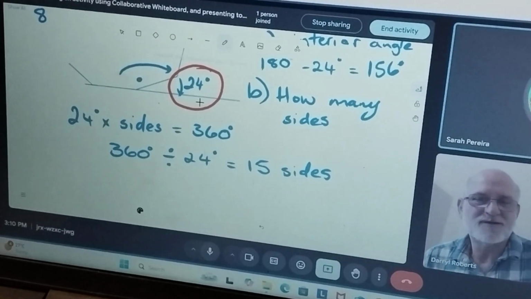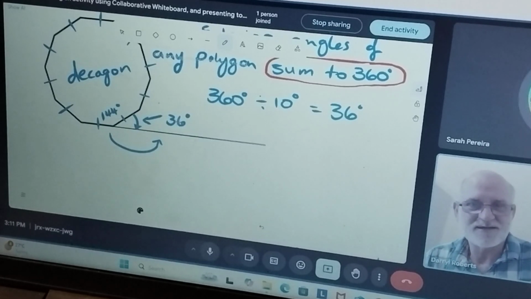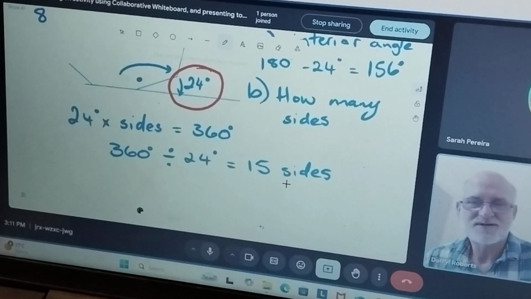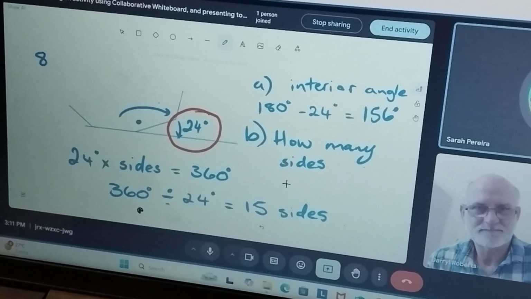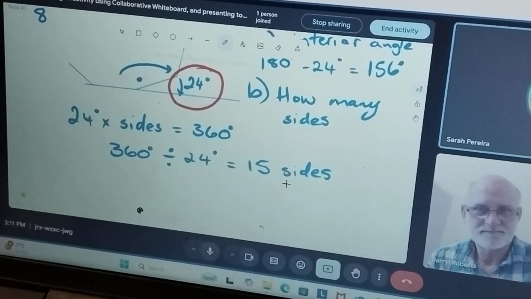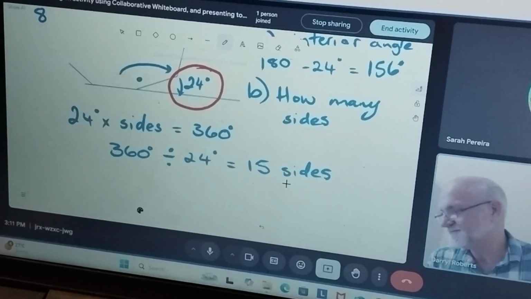It had to be more than a nonagon, because a nonagon's exterior angle is 40. And the more sides you add, the smaller the exterior angle is going to get, because the bigger the interior angle gets. So it had to be more than a decagon. That was less than a decagon, so I assumed it to be more. No, that doesn't make sense. Anyway.